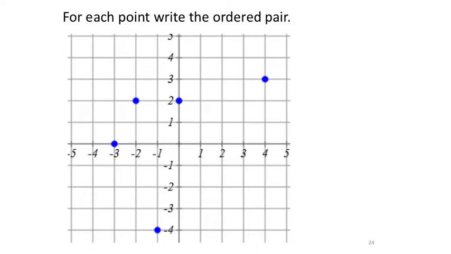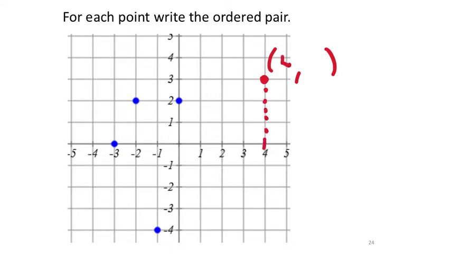Now this goes back really to 920 type stuff, but it's a great review. All right, so I'm going to start in the top right. If I were to look at the ordered pair for this point right here, I can follow this line down.